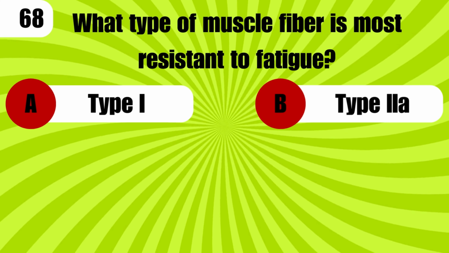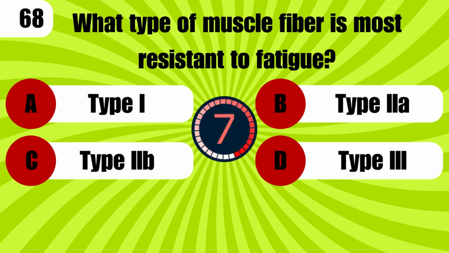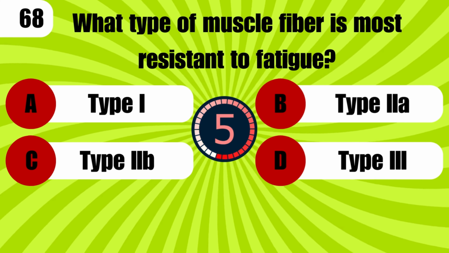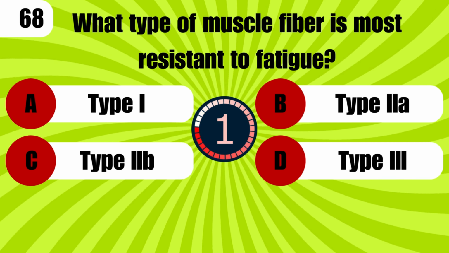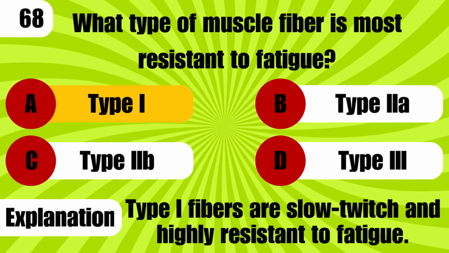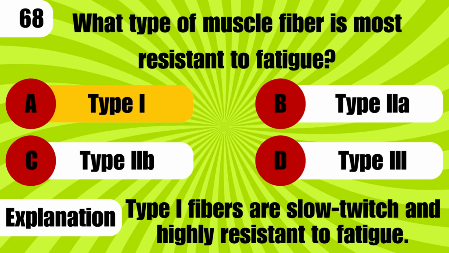What type of muscle fiber is most resistant to fatigue? Type 1, type 2A, type 2B, type 3. The right answer is type 1. Type 1 fibers are slow twitch and highly resistant to fatigue.